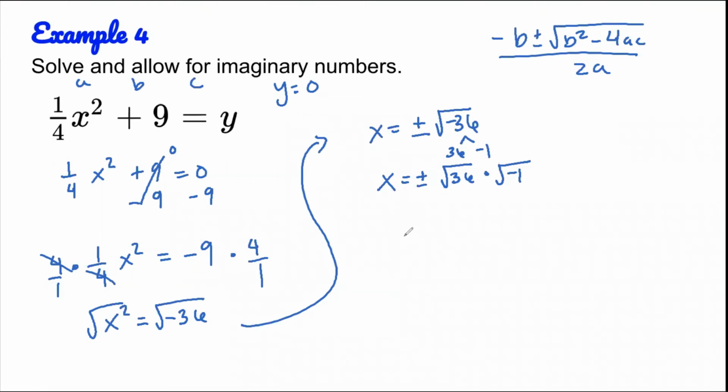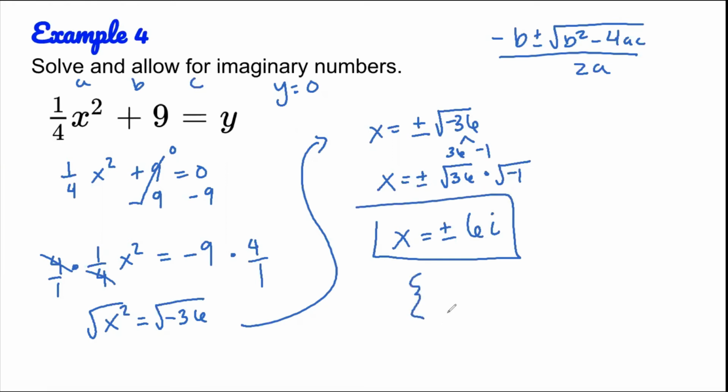Okay, let me simplify this. X equals plus or minus square root of 36 is 6. And the square root of -1, we know that it's i. So we have two solutions here. And you can go ahead and do it in solution set where you have 6i and -6i. Or list both solutions, 6i and -6i.